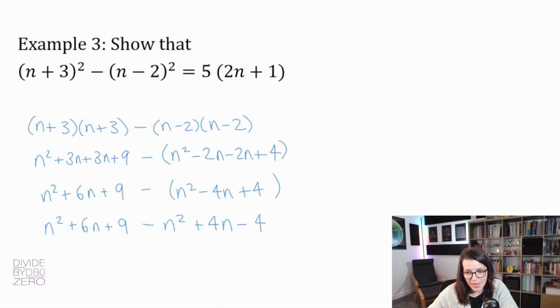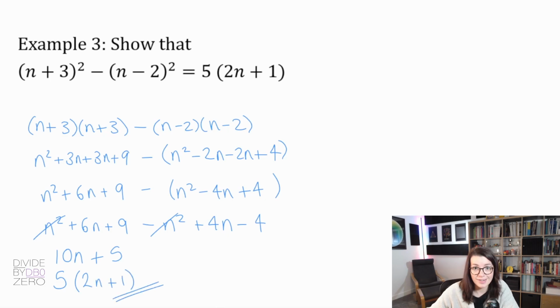Tidying this up now, so n squared take away n squared goes away. 6n plus 4n gives us 10n, and then 9 take away 4 gives us 5. So we've got 10n plus 5. Looking at what we're trying to get to with a 5 factorized out, let's go ahead and do that. So that is the same as 5 factorized out, 2n plus 1. So we know we've done it right.